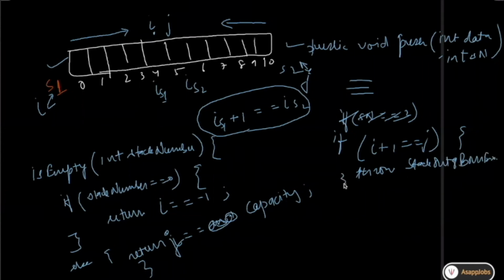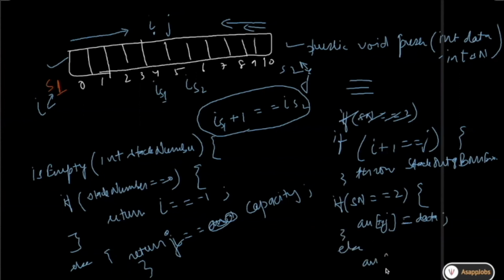Okay. If that is not the case and stack number is equal to 2, it means I have to move here. My last element is at index 0. So what I have to do is add the element at minus j, arr[--j] equals data. I have to move in this direction, so the j index has to be decreased. And if it is the first stack, then it would be arr[++i] equals data.